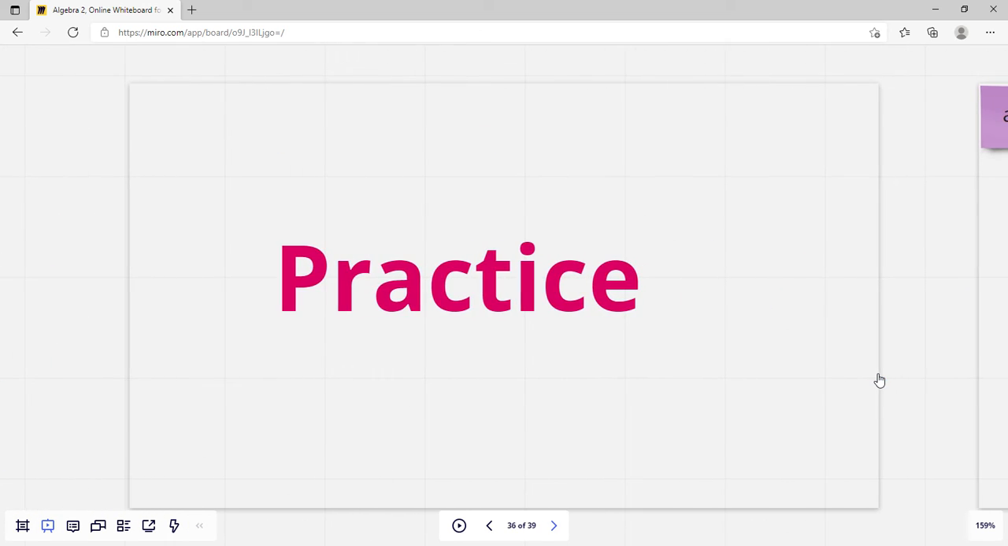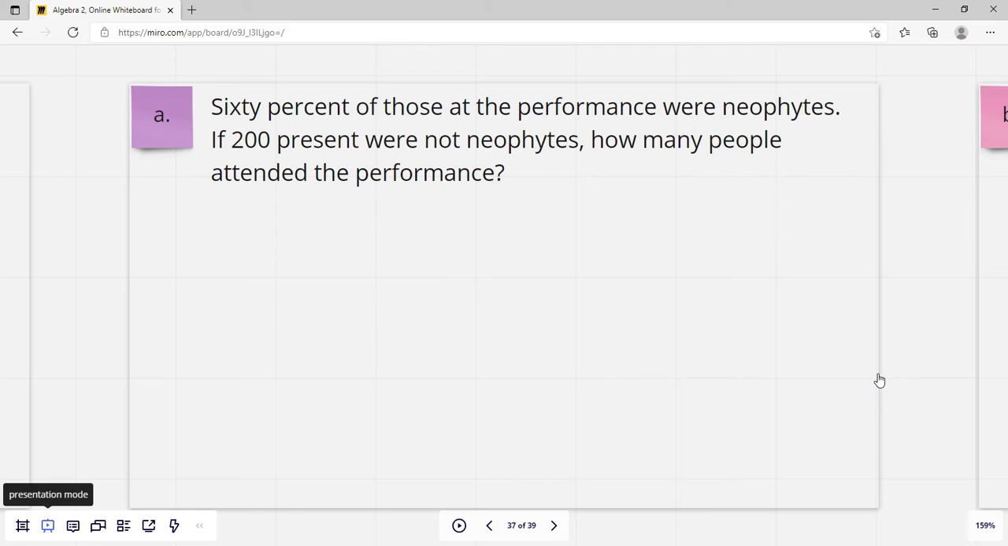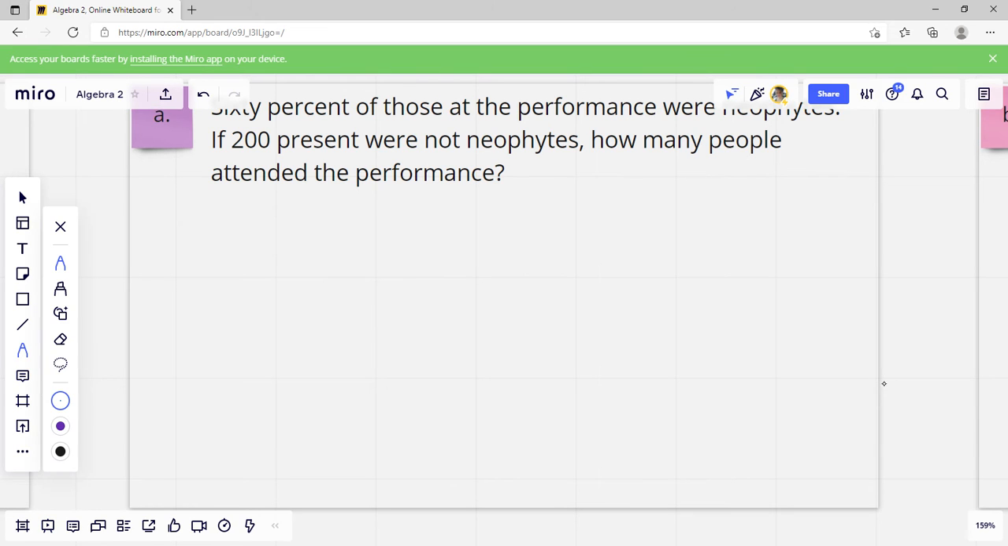All right, go ahead and pause the video and work the practice problems, and then I'll come back and work them for you. All right, so hopefully you didn't have any problems working these, and we'll work them together. So 60% of those at the performance were something or other that starts with an N. If 200 people were not neophytes, how many people attended the performance?